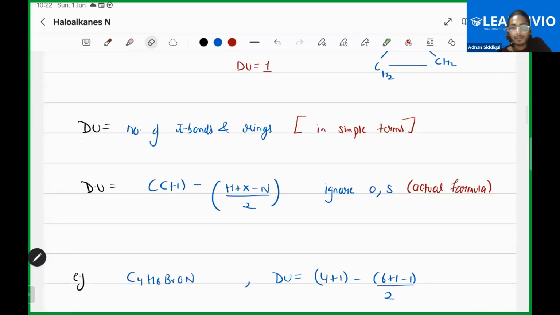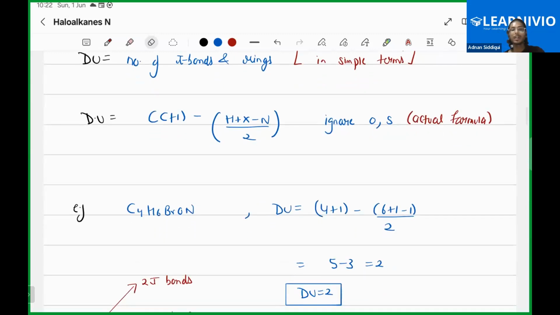Degree of unsaturation in simple terms means number of pi bonds and rings. Degree of unsaturation tells us, suppose we have a molecular formula C6H5O2, how many types of structures we can form from this molecular formula. If degree of unsaturation is 0, there are no possibilities of pi bonds or rings. If it is 1, then there might be some pi bonds, some rings, or some combination of it, right?